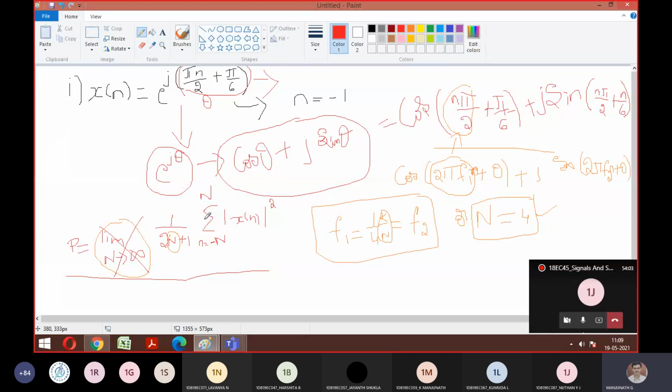So here magnitude is there, be alert. So x of n is nothing but this, cos theta means this value, cos of n pi by 2 plus pi by 6. So if you take the magnitude for that, what is the meaning of magnitude?